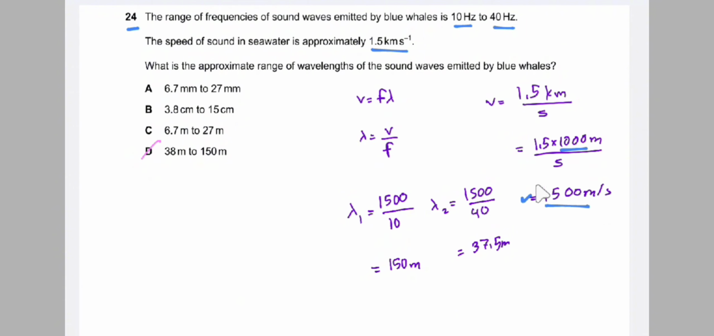So we know the value of V and we know the frequency. What is the approximate range of wavelength, that is lambda, of the sound emitted by the blue whales? V is equal to f lambda, so lambda is equal to V by f. V is the same, and here we have been given the two frequencies. For these two frequencies, we find both the wavelengths, that is 150 and 37.8, or approximately 38, meter. So the unit is meter. So the answer is D.